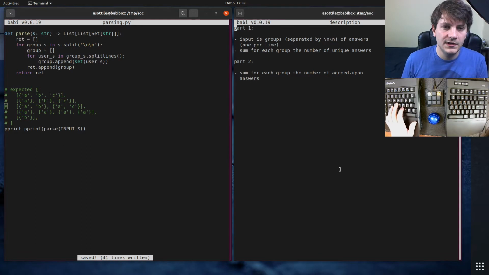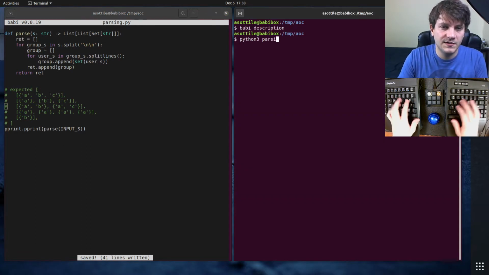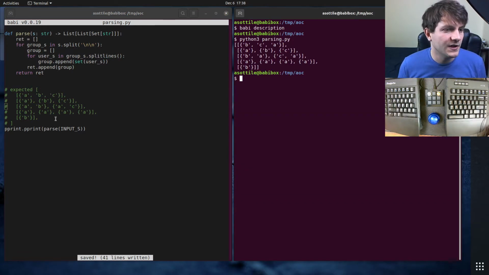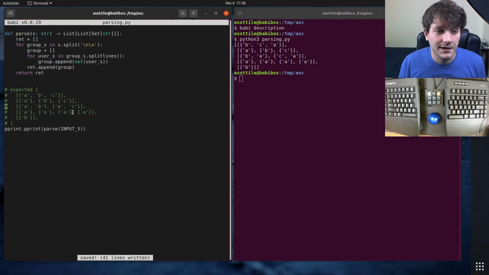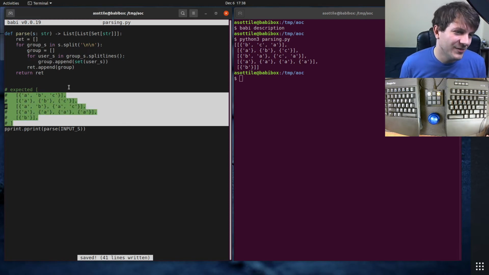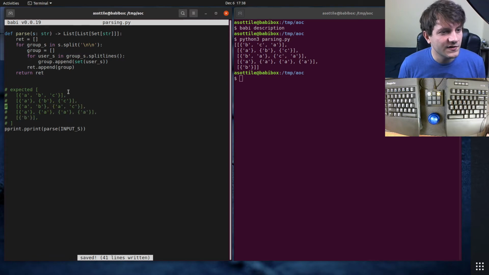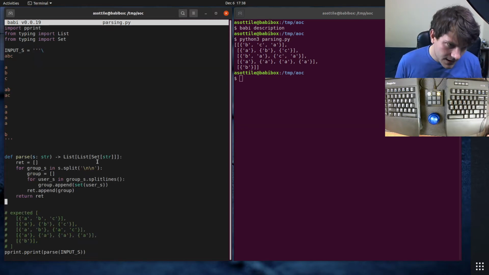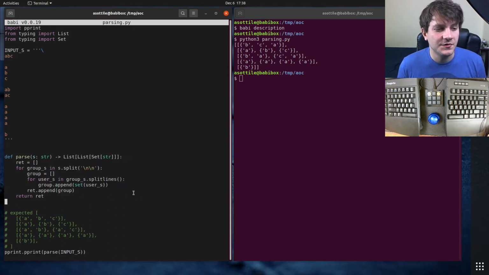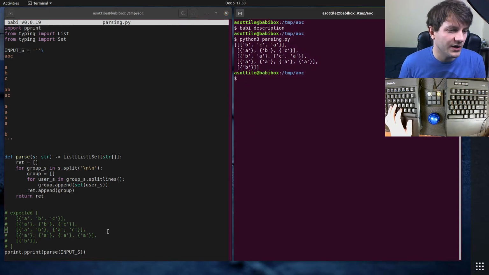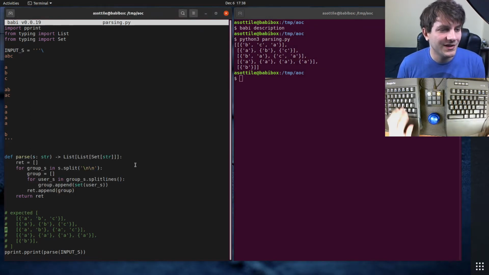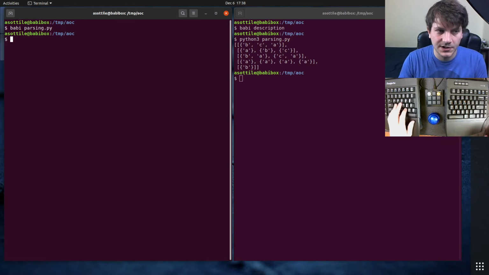If we run this, python3 parsing.py, the output is a little different due to the way pprint works, but it's essentially the same as what I had here. I also manually crafted this output, so mine is sorted instead of this one. But you can see we have the parsing done here. Note that I took a lot of shortcuts in my implementation, so I didn't actually use this parsing, and I'll show you that in a second when we get to implementing part 1. But that's the parsing, not too complicated, just make things into sets, essentially.